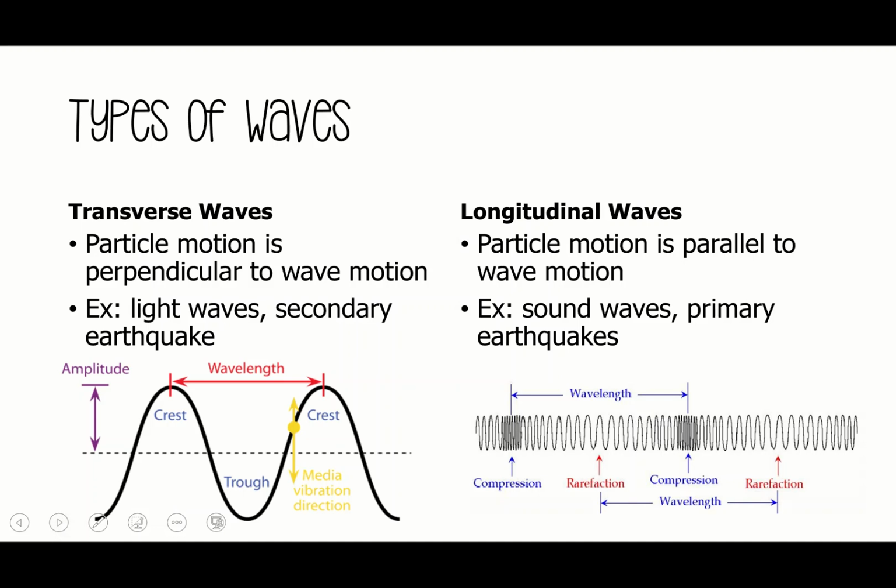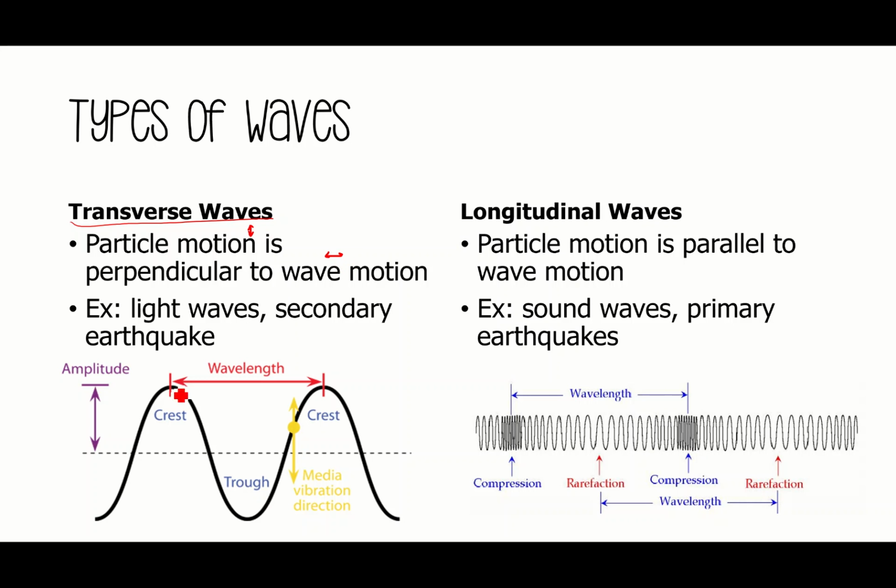So here we go. There are two different types of waves. The first type of wave is a transverse wave. Transverse waves are what you typically think of when you think of a wave. So the particle motion is perpendicular to the wave motion. The particle motion goes up and down, whereas the wave motion goes left to right. Some examples of transverse waves are light waves and secondary earthquake waves.